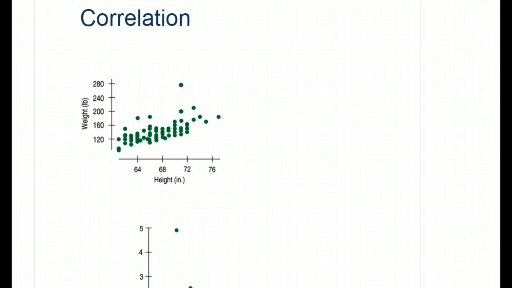In correlation, the coefficient of correlation that we use is R. R can be anywhere from -1 all the way to +1, and we're going to see why that is in a second. So let's look at our first example here.